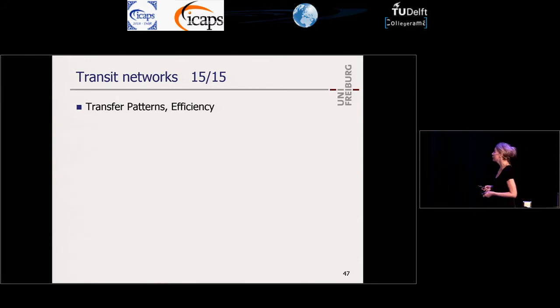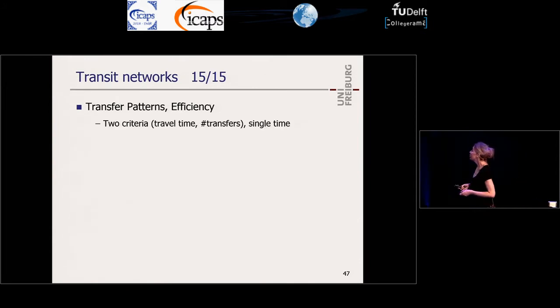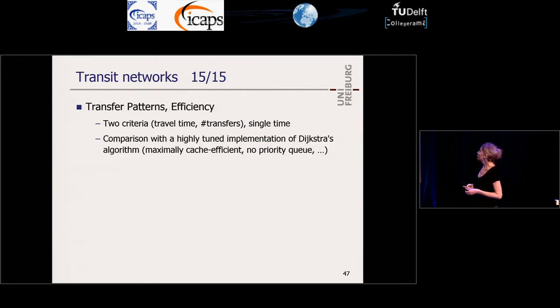So let's look at the efficiency of this one. There are many scenarios on which you can evaluate this. I take a very simple one. You have two criteria, travel time and number of transfers. You want to optimize both, which means you have a Pareto set. That's what most transit planners do, right? You get a slower connection if it has fewer transfers. That's what some people prefer. They want to transfer less.